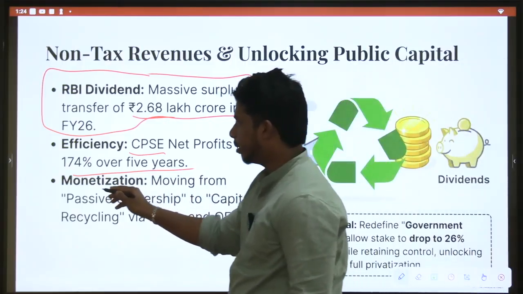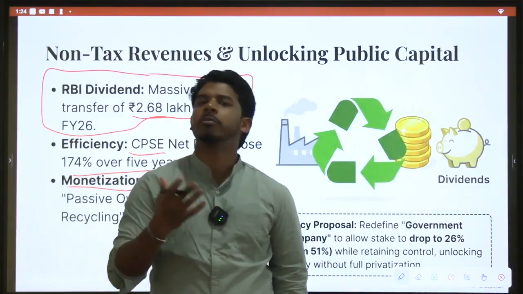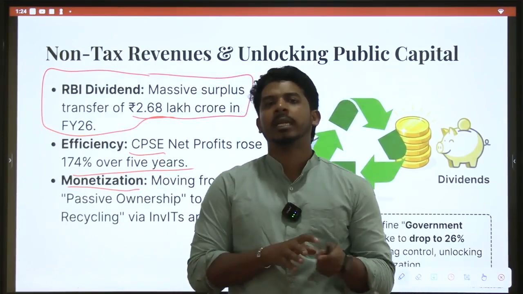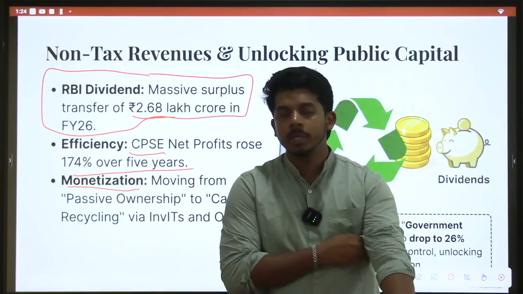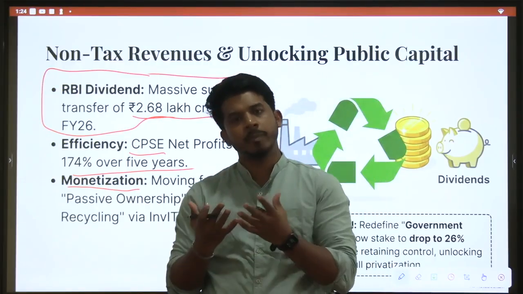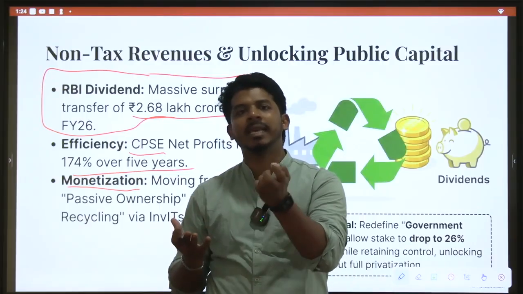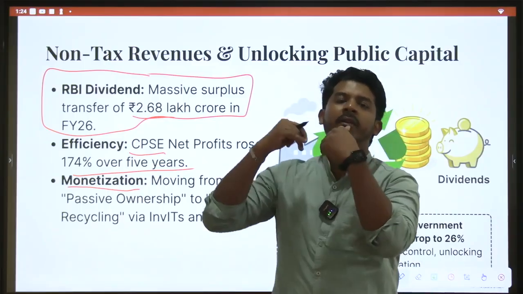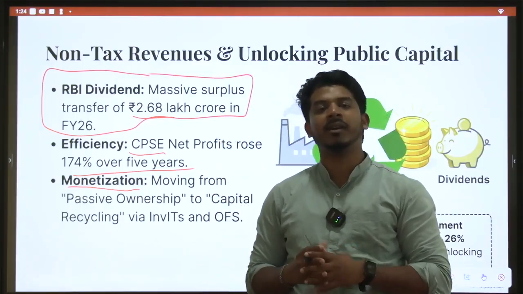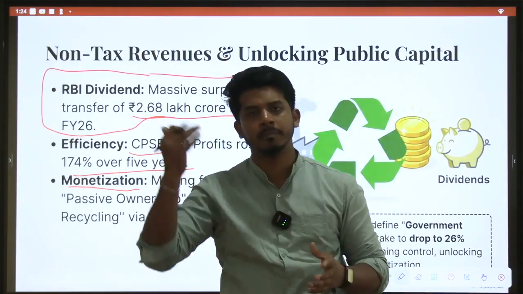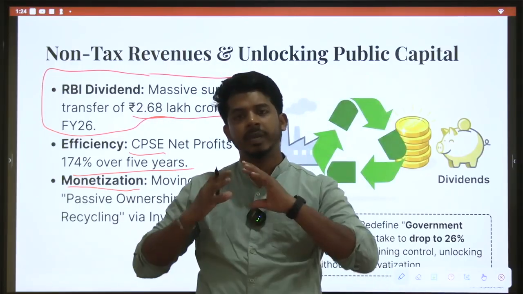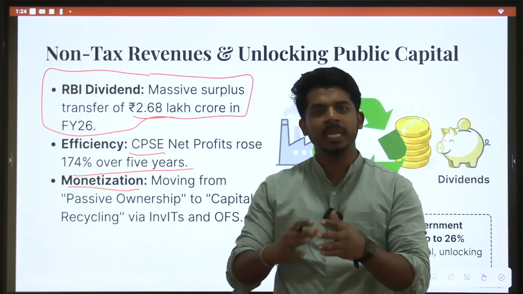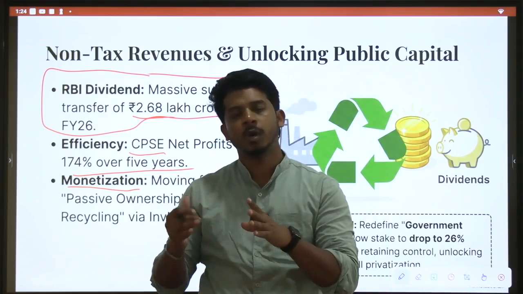And monetization, like let's say the government has many assets. The government has an airport. Now that airport can be given to a private party who is willing to pay more. Let's say the government is earning only 1000 crore from that airport every year. But now a private contractor came, offering 4000 crore because he has a better business model. So when you hand over that airport to the private person, when you lease that airport to the private person for some 30 years or 50 years, now it is monetization.